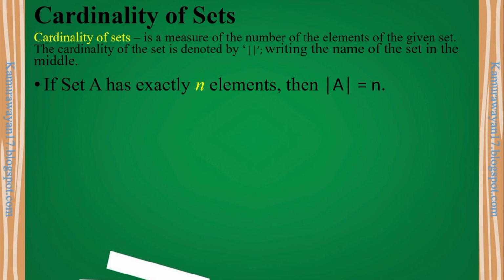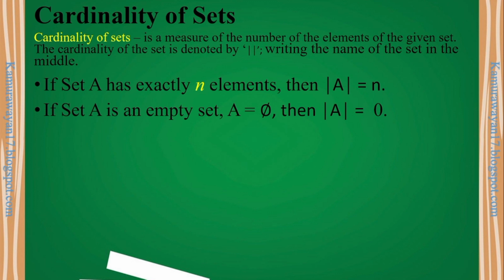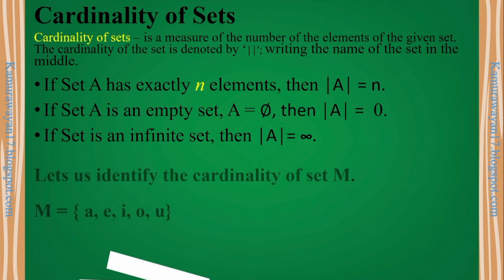So, if set A has exactly n elements, then the cardinality of set A is equal to n. If set A is an empty set, A equals the empty set, then the cardinality of A is equal to 0. If the set is an infinite set, then syempre the cardinality of A is equal to infinity.